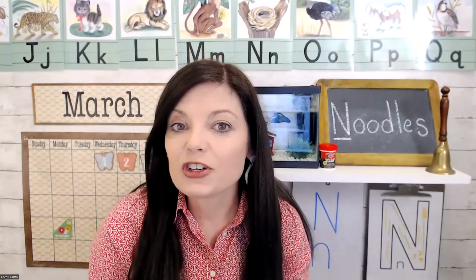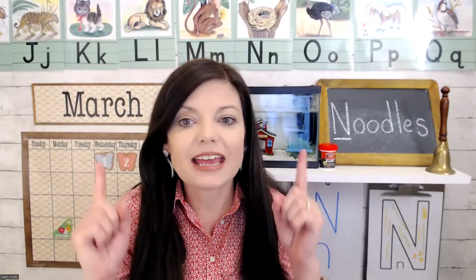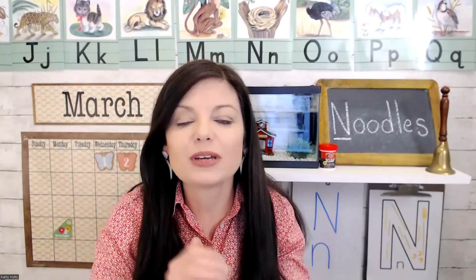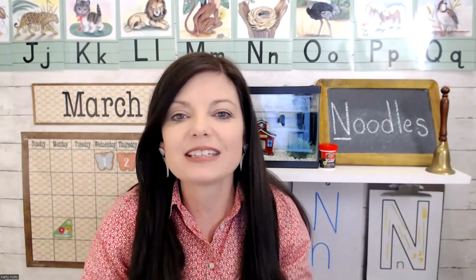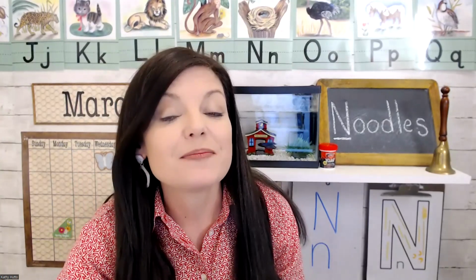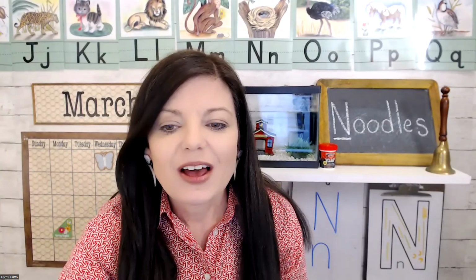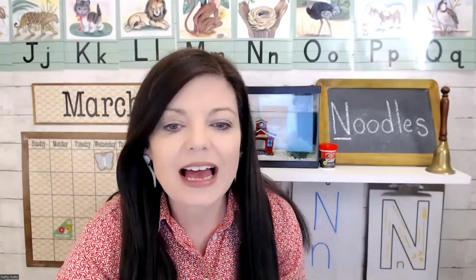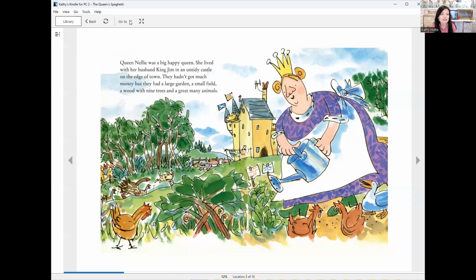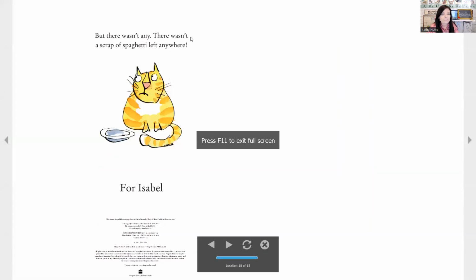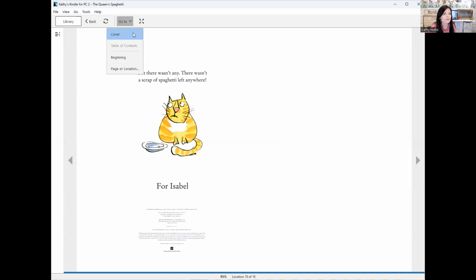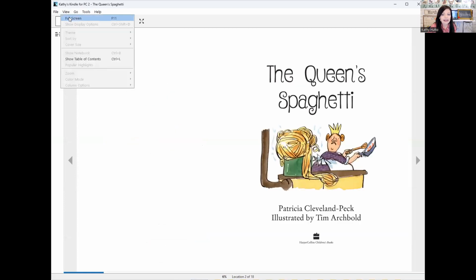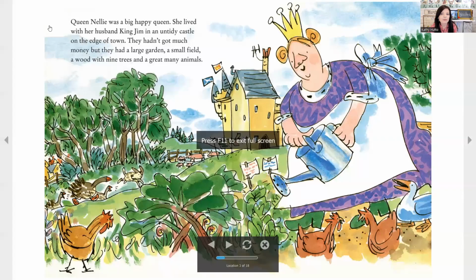Another great idea for your day today would be to use spaghetti noodles for measuring. Just take a ruler, and parents, you can break the spaghetti noodles into different sizes and let your children measure the spaghetti noodles. Okay, so it's time for story time, and our book today is called The Queen's Spaghetti.